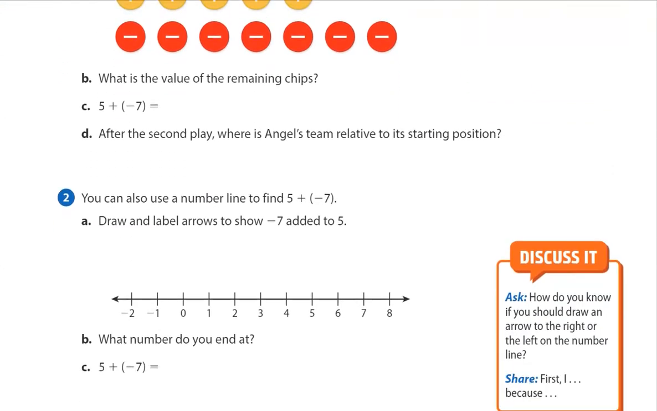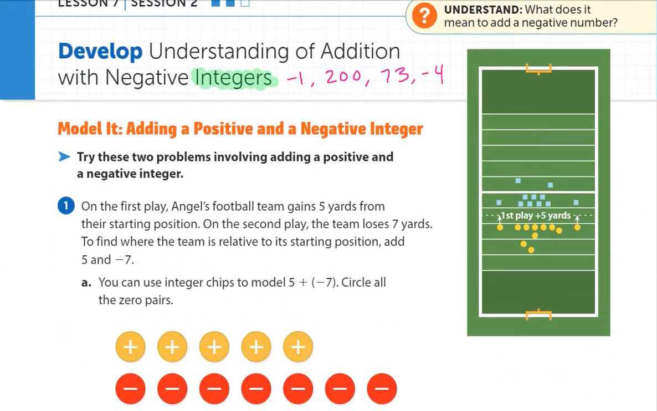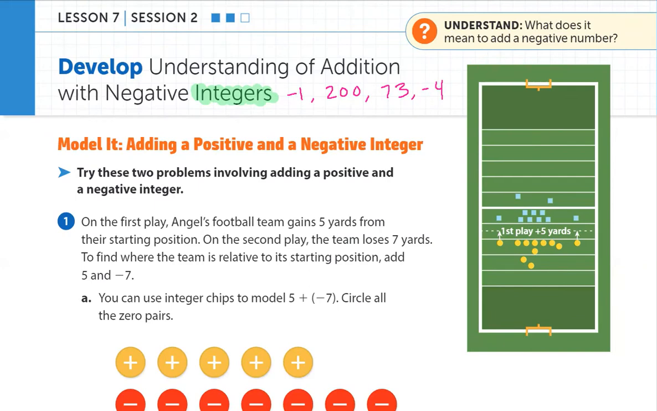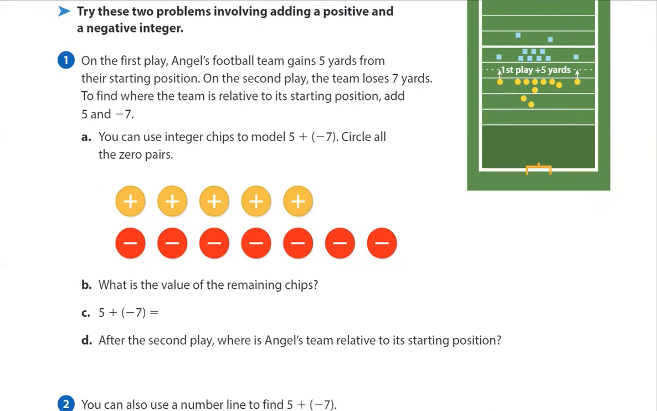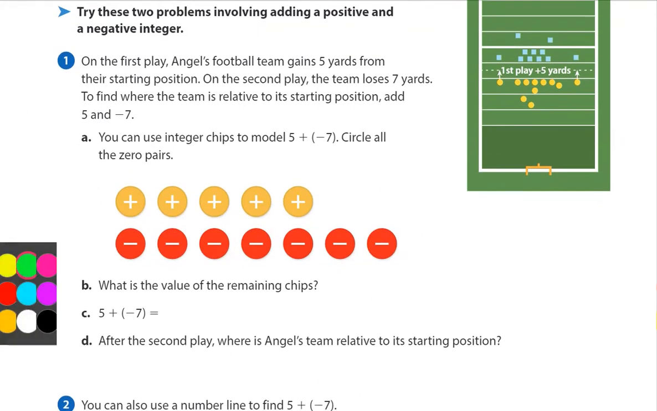So they jump straight into a model it with this one. It says model it adding a positive and negative integer. For number 1, it says, on the first play, Angels football team gained, and I'll use, just like they're using, the orange for positive, they gained 5 yards from their starting position. On the second play, they lose 7 yards. To find where the team is relative to the starting position, we're going to just combine +5 and -7.